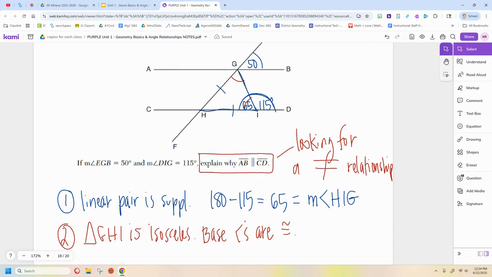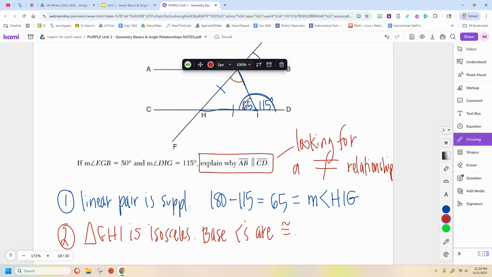And then this is where this picture gets a little bit crazy, because up here we're going to put the 65. But what's the name of this angle? The G needs to be in the middle. HIG. You could do IGH or HGI. Does everybody agree with that? So the measure of HGI equals 65.